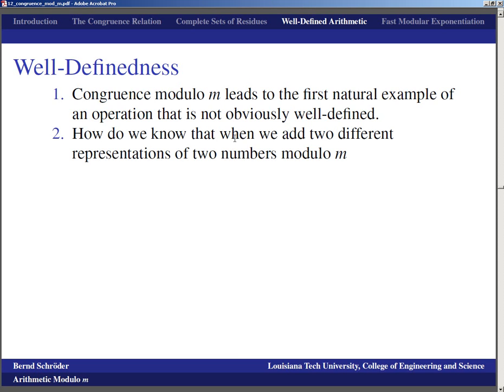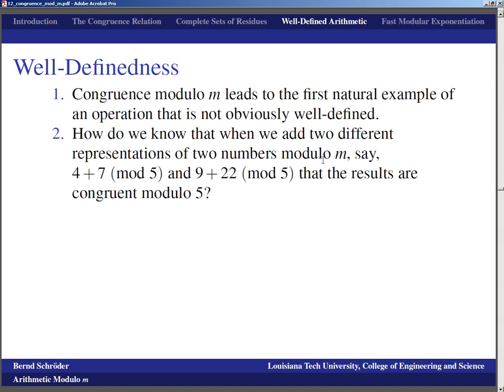Basically, the question is, how do we know that when we add two different representations of two numbers modulo m, say 4 plus 7 and 9 plus 22, when we add those modulo 5, we realize 9 and 4 are equivalent modulo m, and 7 and 22 are equivalent modulo m. So how do we know that the sum 4 plus 7 is congruent modulo 5 to the sum of 9 plus 22?